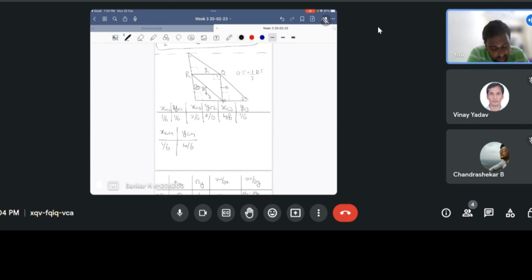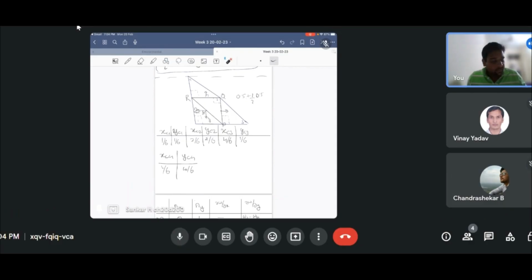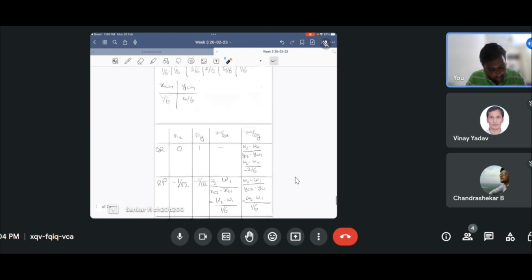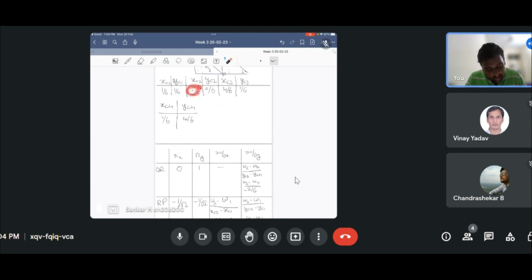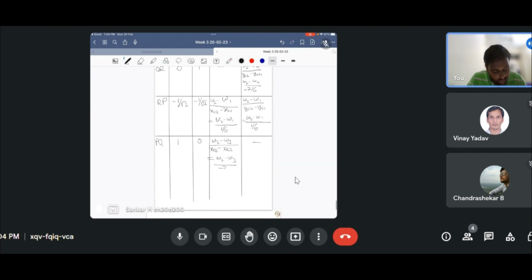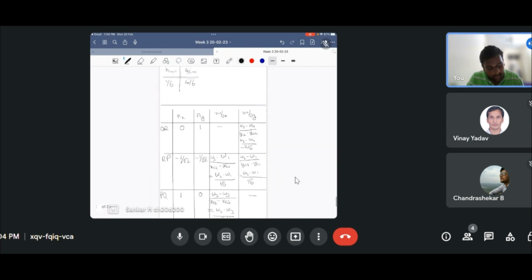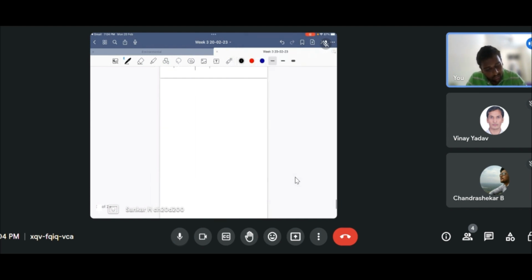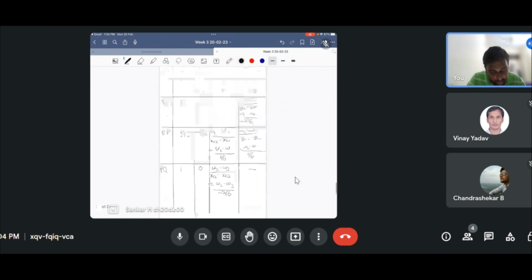So moving on, we were computing what is xc2 minus xc3. It's 2 by 6 minus 4 by 6, which is minus 2 by 6. Therefore, we have found almost all the values in the second cell. We'll write down what the second equation is.